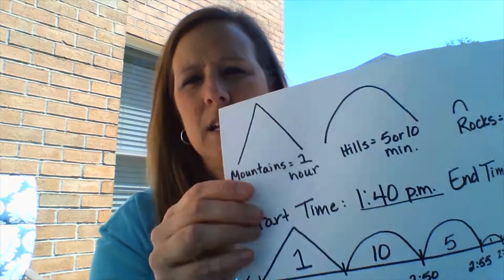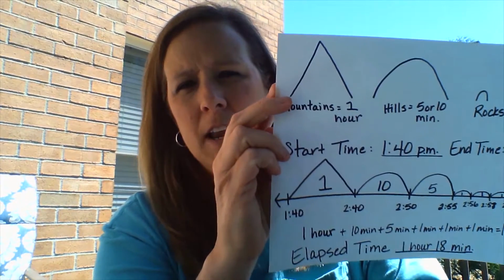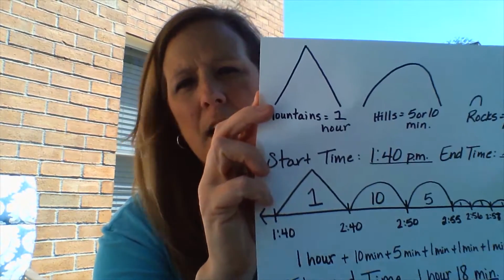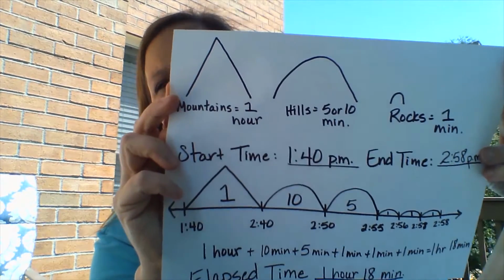My favorite way to figure out elapsed time is using mountains, hills, and rocks. And I bet some of you learned how to do that. I know our third graders at Jordan did. What that means is that we do a mountain for an hour, we do hills for 5 or 10 minutes, and then we do rocks for 1 minute.